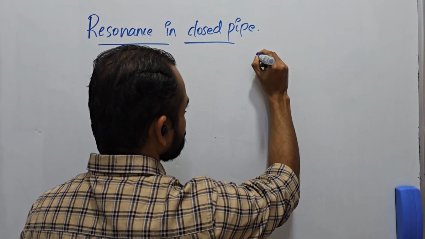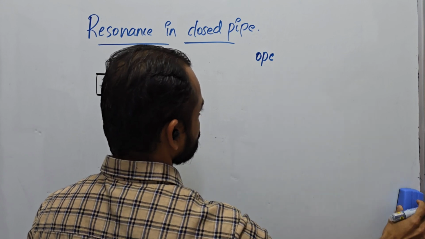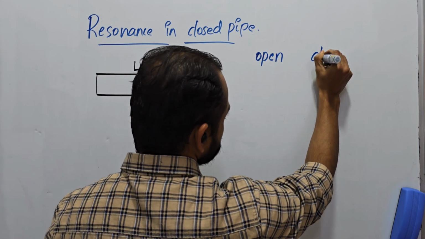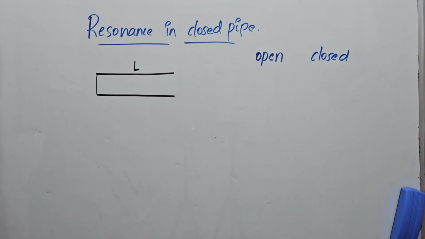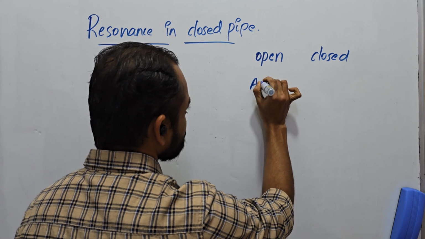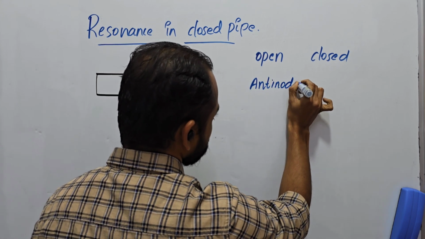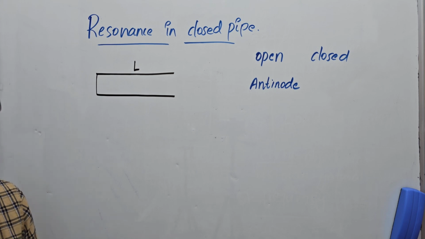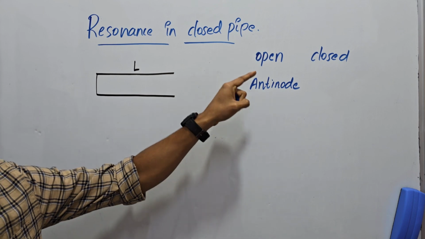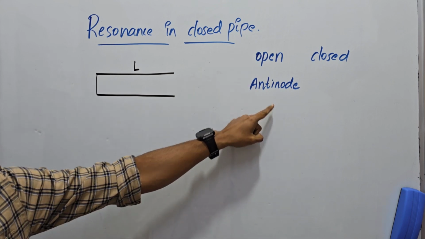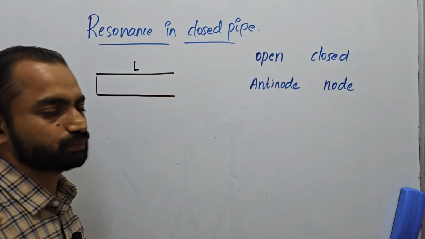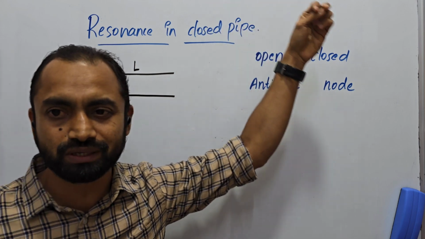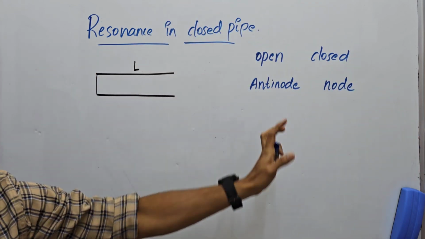So a pipe will have one closed end and one open end, right? At the open end, there will always be an antinode. When a standing wave is formed in a pipe, an antinode will be formed at the open end of the pipe, and a node will be formed at the closed end of the pipe. Means the closed end will always be a node, and the open end will always be an antinode. Okay.